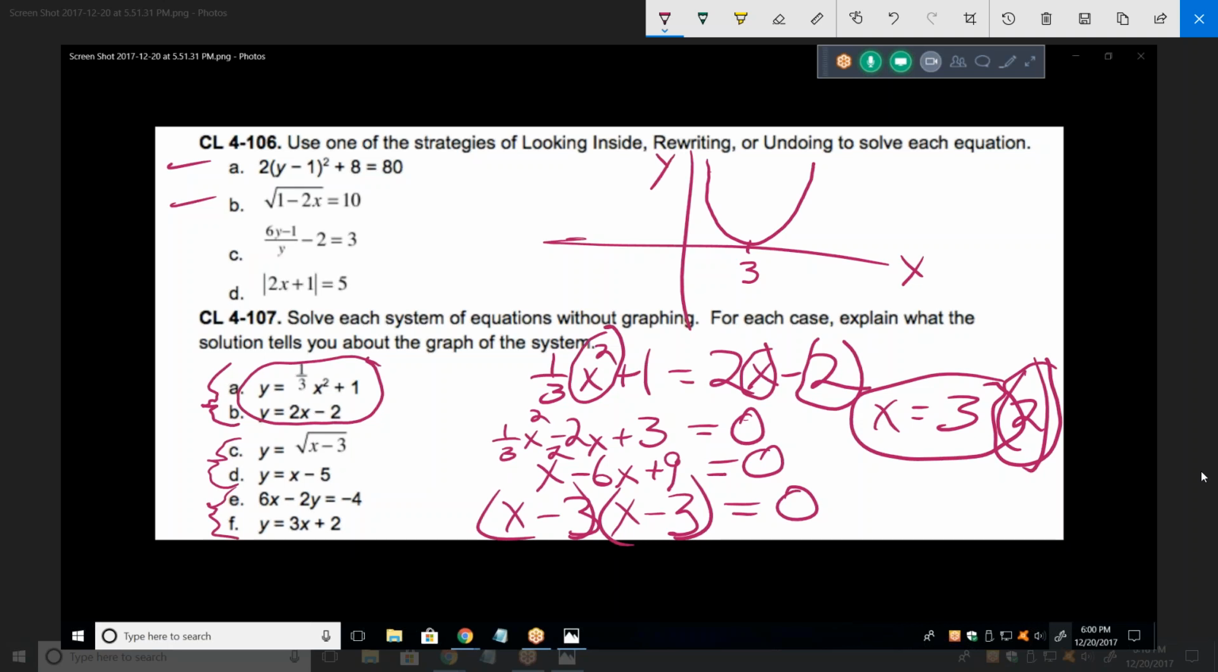If I had two different zeros, then the vertex would not be on the x-axis. It would be below it, and I would have two x-intercepts. So I guess that's what he's looking for in explain what the solution tells you about the graph. The fact that we only got one solution, x equal 3. And I still do need to figure out what y is when x equal 3. So then it's 6 minus 2. So 4.